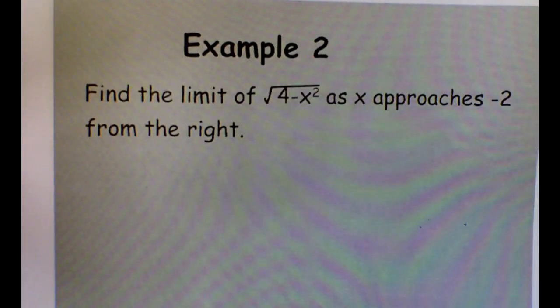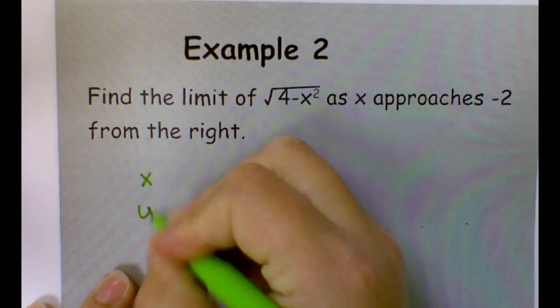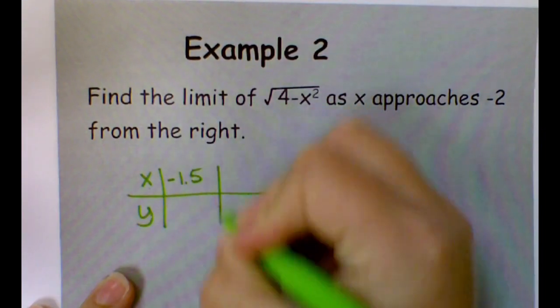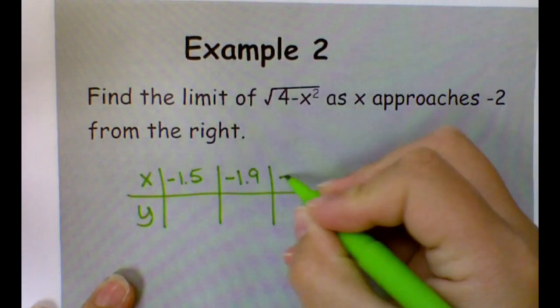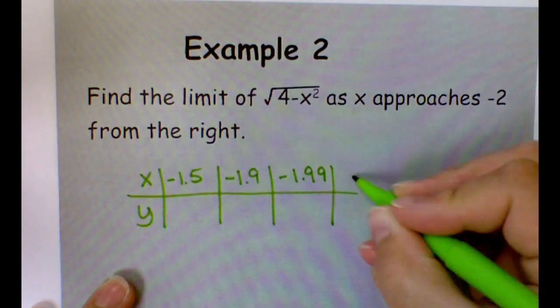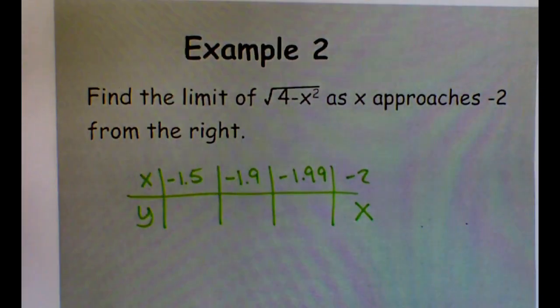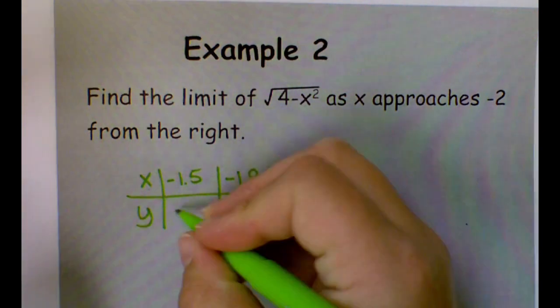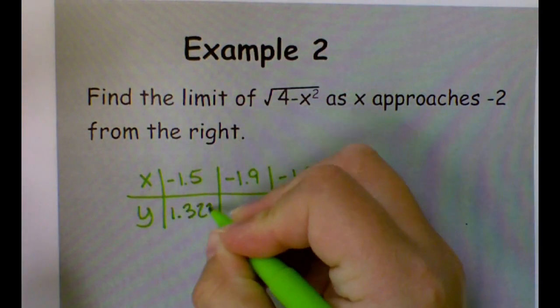So we're going to find the limit of the square root of 4 minus x squared as x approaches negative 2 from the right. So coming in from the right, I'm using values greater than negative 2. If I make myself a table, I could use negative 1.5 or negative 1.9, negative 1.99. We can't get to negative 2. So let's grab my calculator. The square root of 4 minus negative 1.5 squared is 1.323.